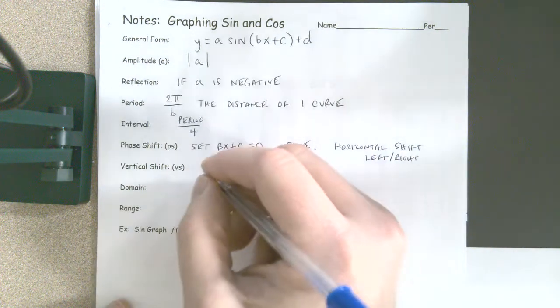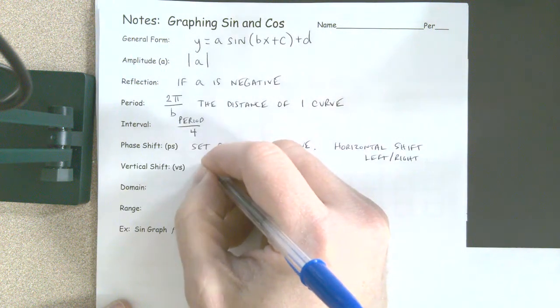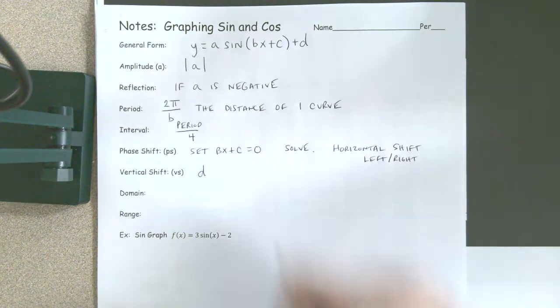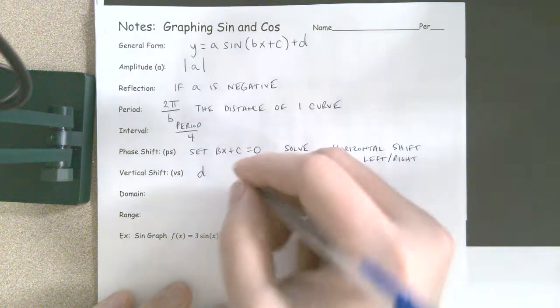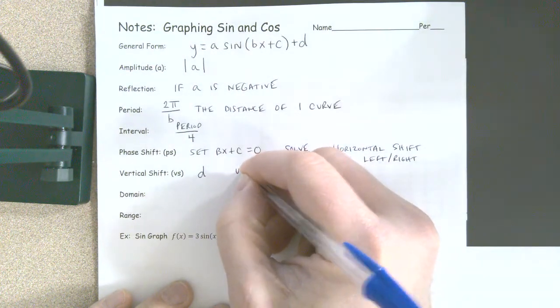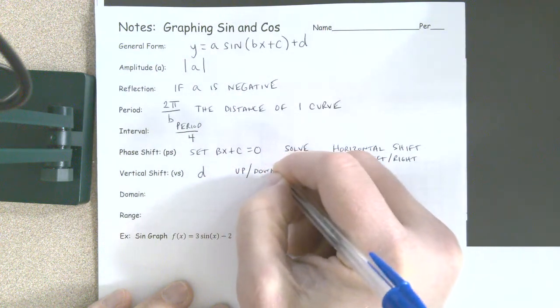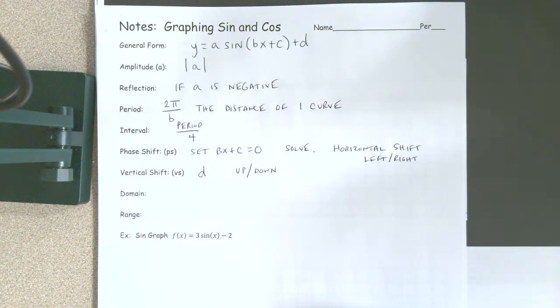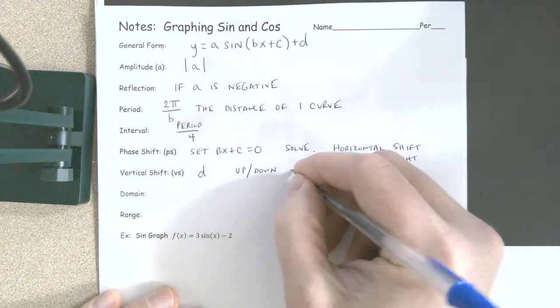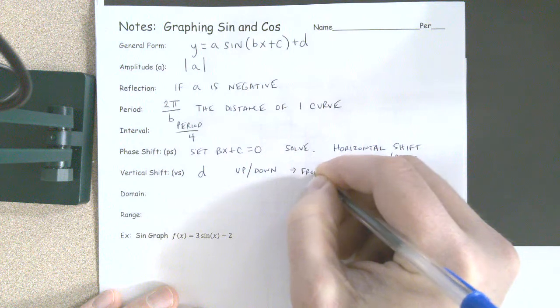Okay, my D value is the vertical shift. We kind of talked about that earlier. Again, that's going to move the graph up or down. Now we say we're moving it up or down from the midline.